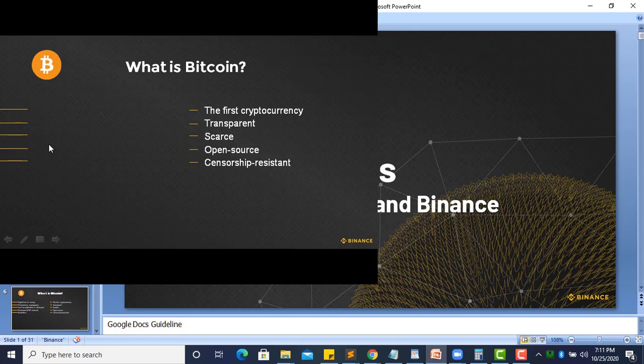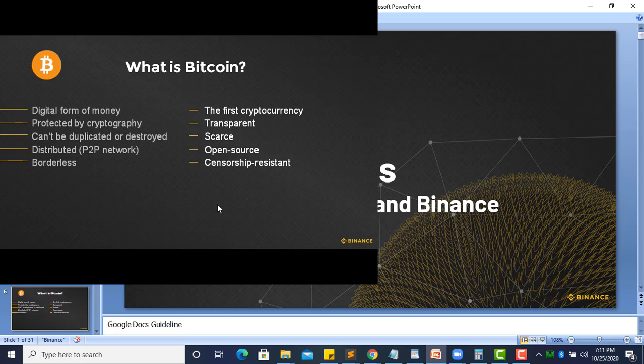It is borderless. When we say it is borderless, it means that it can be sent from anywhere in the world. You can send it to anybody anywhere in the world. No restriction. Not like you cannot send your naira to dollar unless you convert it to US dollar. No. You can send it straight up to anywhere in the world, to anyone that you want. So let's get to Bitcoin.